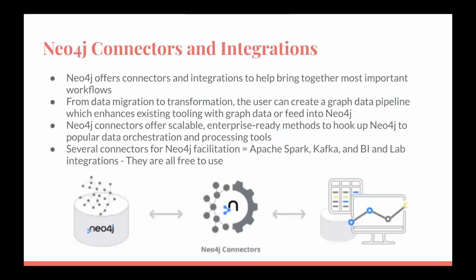And then the fourth one is Neo4j connectors and integrations. Neo4j offers connectors and integrations to help bring together the most important workflows. From data migration to transformation, the user can create a graph data pipeline, which enhances existing tooling with graph data and feed into Neo4j. Neo4j connectors offer scalable, enterprise-ready methods to hook up Neo4j to popular data orchestration and processing tools. Several connectors for Neo4j are Apache Spark, Kafka, and BI and lab integrations, and they're all free to use.